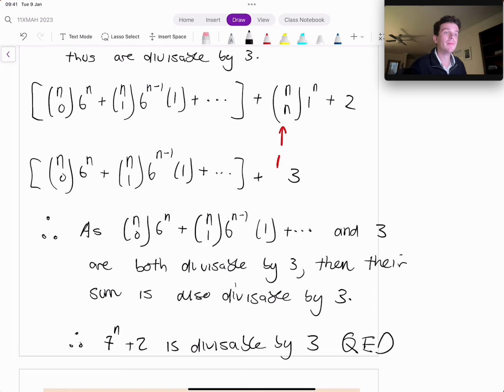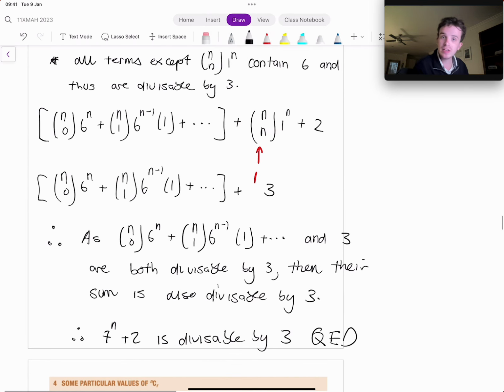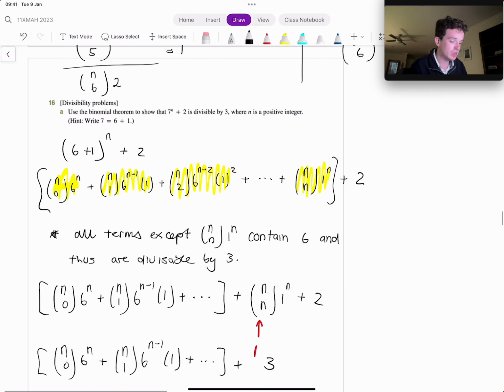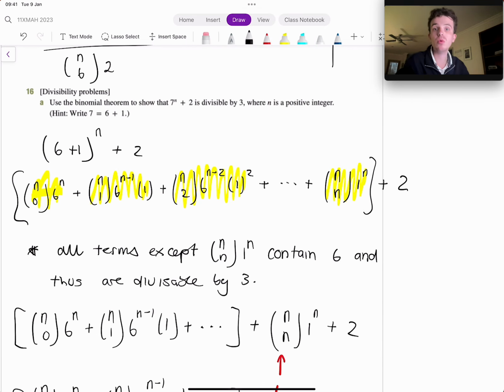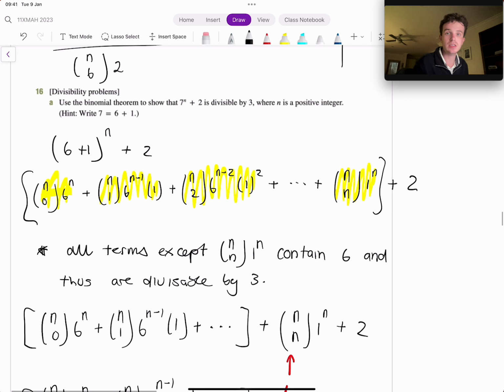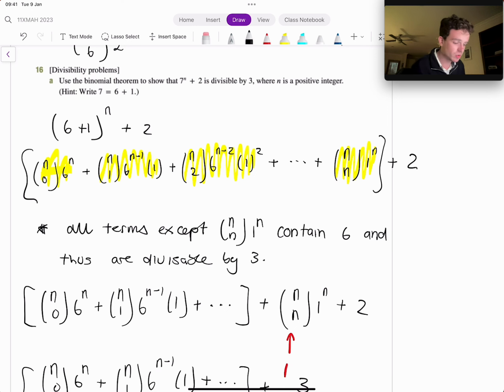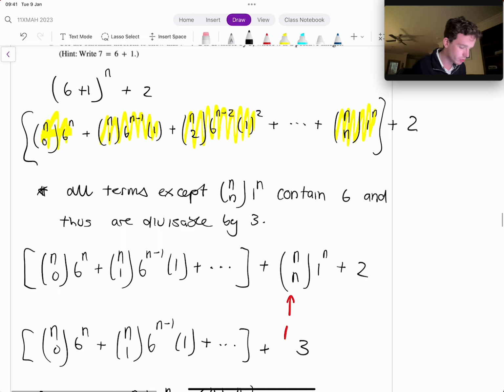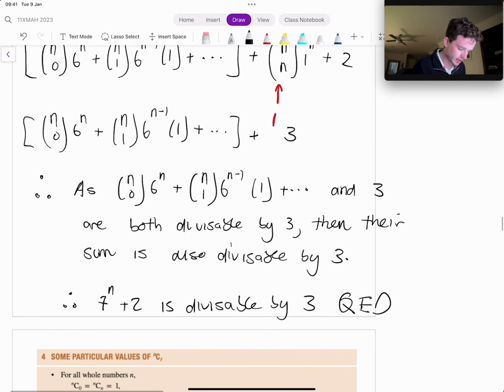Now, that was an interesting way of proving this using the binomial theorem. Just for your information, we really will never prove things like this using the binomial theorem. What we will use is mathematical induction, or the principle of mathematical induction. That's one of the more common methods of proving divisibility. But this is an interesting one that's not really done in any of the other textbooks, so I thought I would include it.